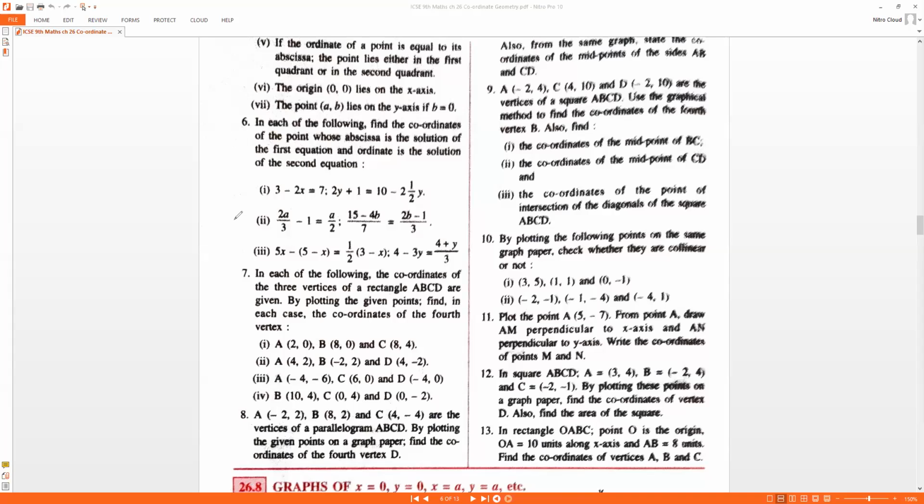Let us do question number 6, second and third. So I'll go to the whiteboard. What we have to do in this question is find the coordinates of the point whose abscissa is the solution of the first equation, and the ordinate is the solution of the second equation. So basically, you have to solve them simultaneously.